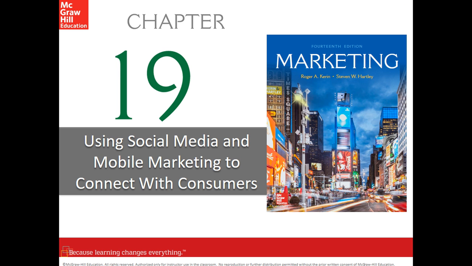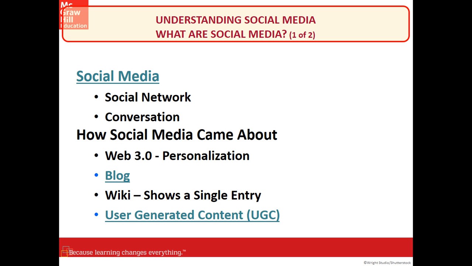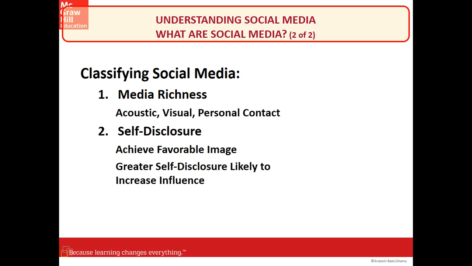Then in chapter 19, we talk about social media and mobile marketing to connect with consumers. This is probably your specialty. You're very familiar with that. Social media, what is social media? Okay? Social network, how social media came about. Web 2.0, blogs, wikis, and user-generated content, UGC. So you know that. How to classify social media: the media richness or self-disclosure. Okay?